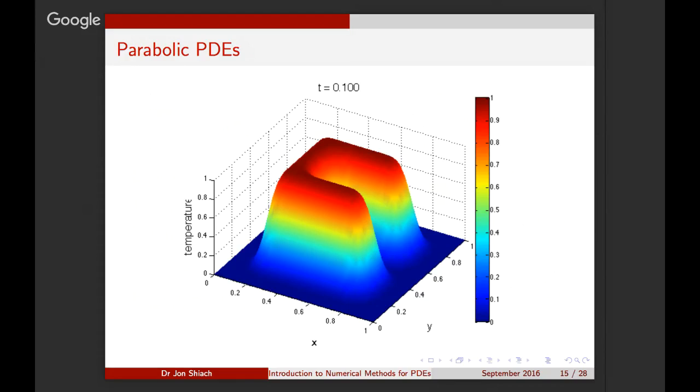C-shaped hot region, and all the rest of it is cold. And after a while, what happens is the hot region heats up the bit around it, and it all sort of smudges out, which is a technical term.